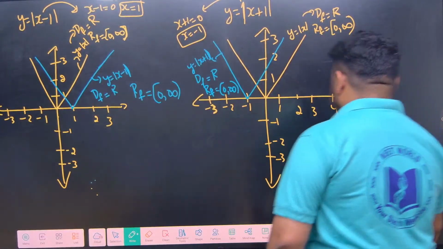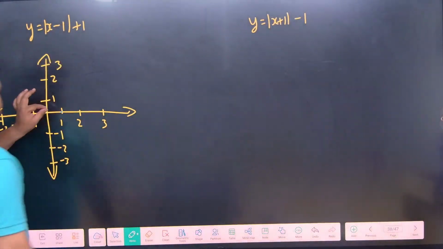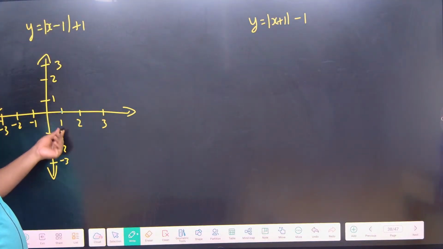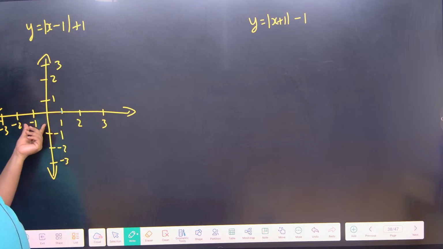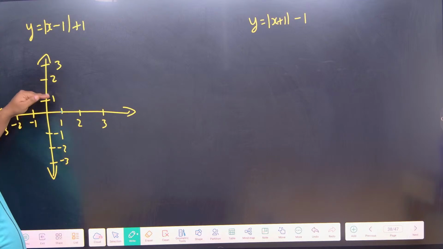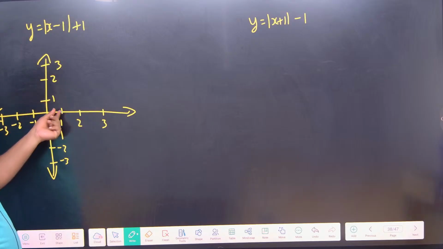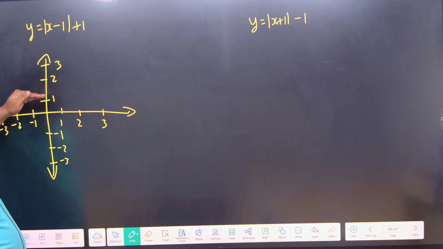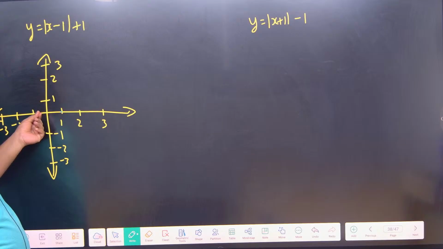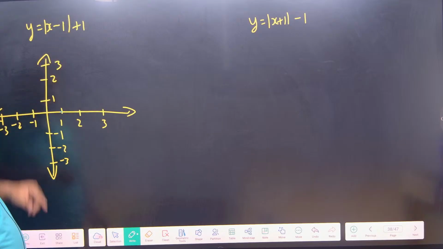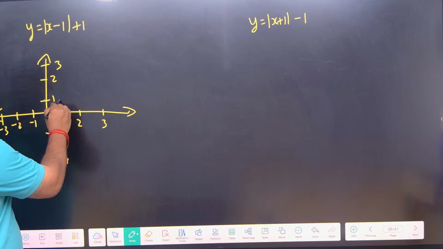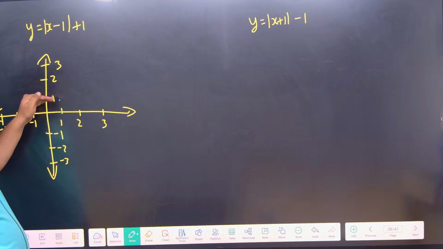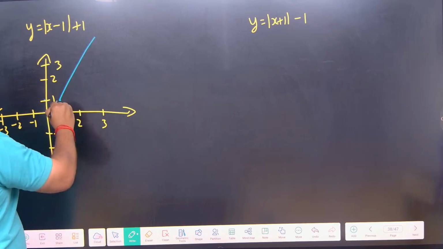But it is not just that. Apart from that, we are having plus 1. That means the sharp edge is starting from 1, but it is not starting from the origin, it is at a distance of unit 1. So it should start from 1 plus 1. It should start at this point and also be aligned with this distance 1. So we will start from this point.